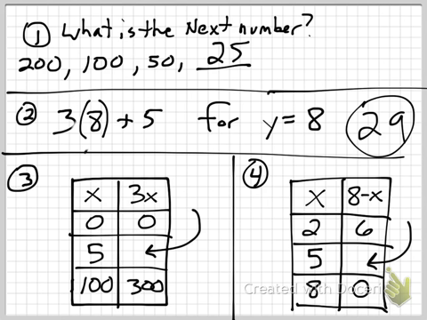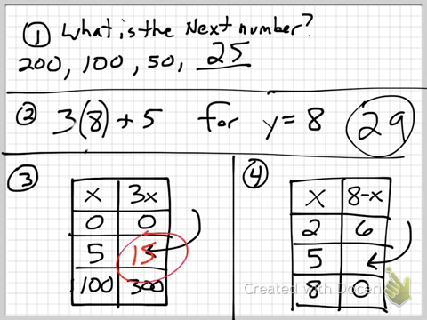Number 3. They've given you the rule. You have an x. What's happening in the next column? Here's the x. What's happening in this column here? Being multiplied by 3, right? Whatever x is, you're multiplying it by 3. Notice that 0 and 0, that works, right? 100 and 300, that works. So 5, what does it become right here? 15. 5 times 3 is 15.